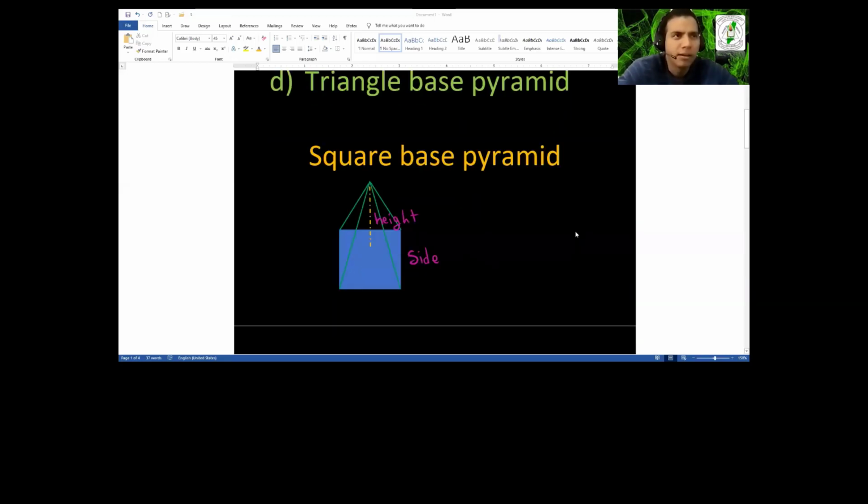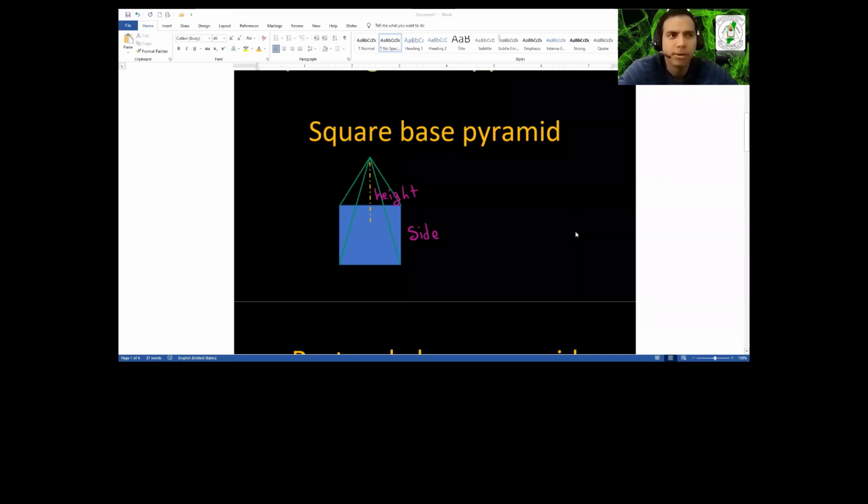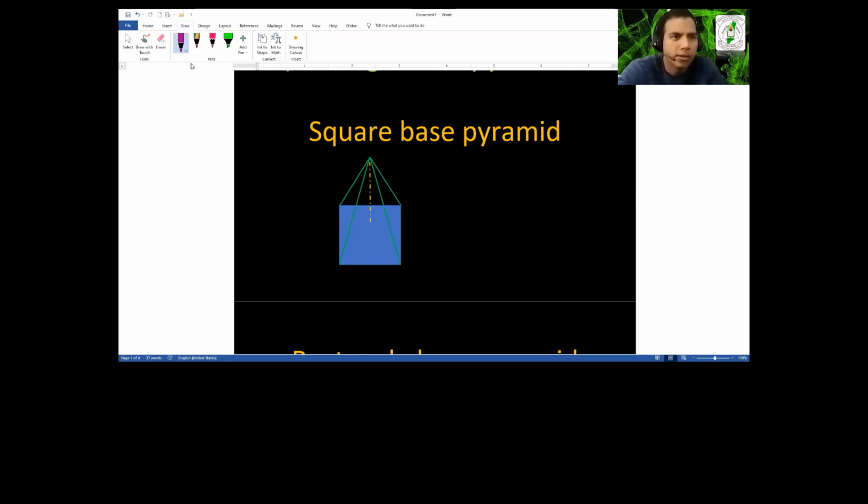Now first we have a square base pyramid. A square base pyramid, if you notice, there is a little square. The blue part is a square, that's the base. And a square has all sides equal. So we label a side and it has a particular height for the pyramid. Let us say that this would be 9 meters and the height is approximately 12.5 meters.